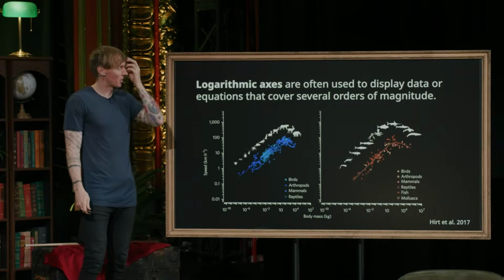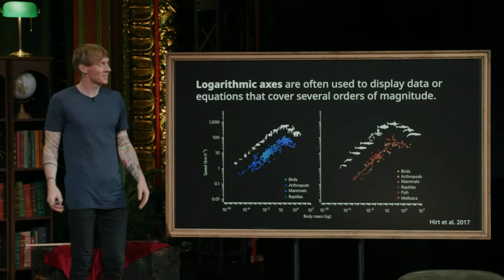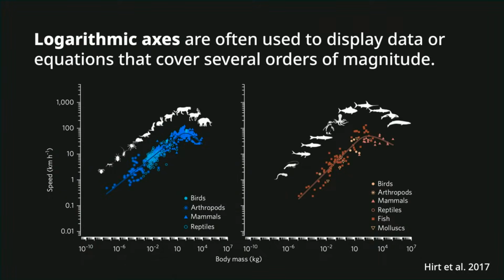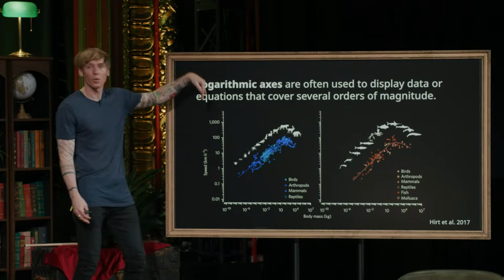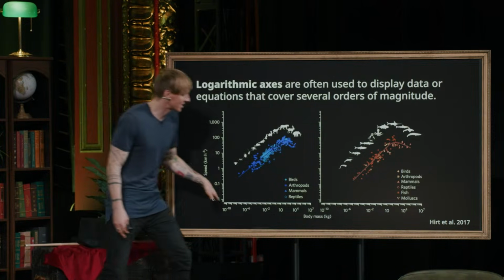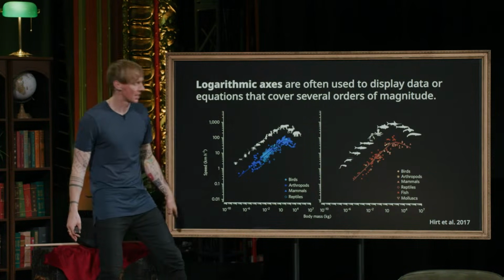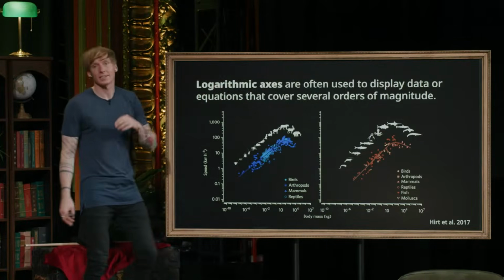I've got here an example of one of my favorite graphs. This is showing the maximum speed of a range of animals. On the left, we've got animals that live on the land, and on the right, we've got the same, but animals that live in the ocean. What it's plotting is the speed on the y-axis versus the size of the animal, their mass, along the x-axis.